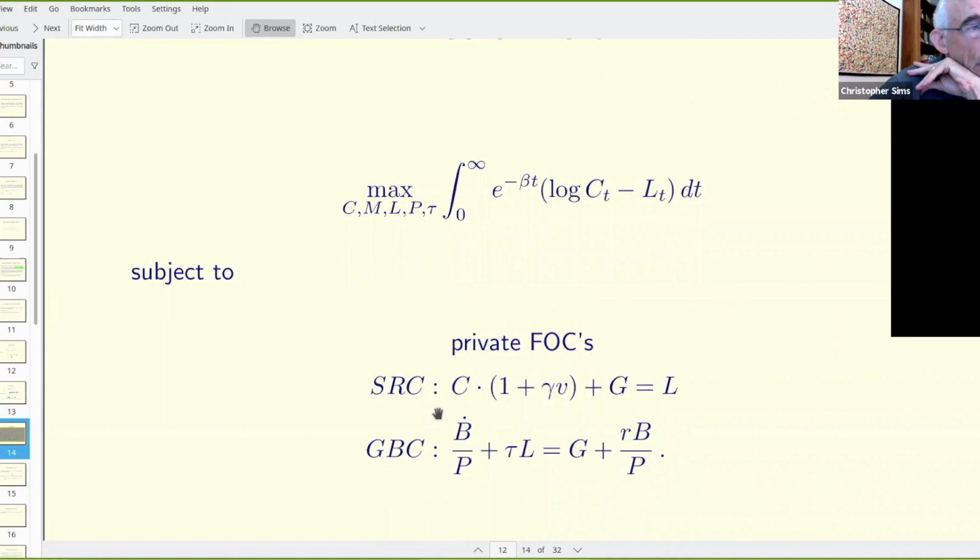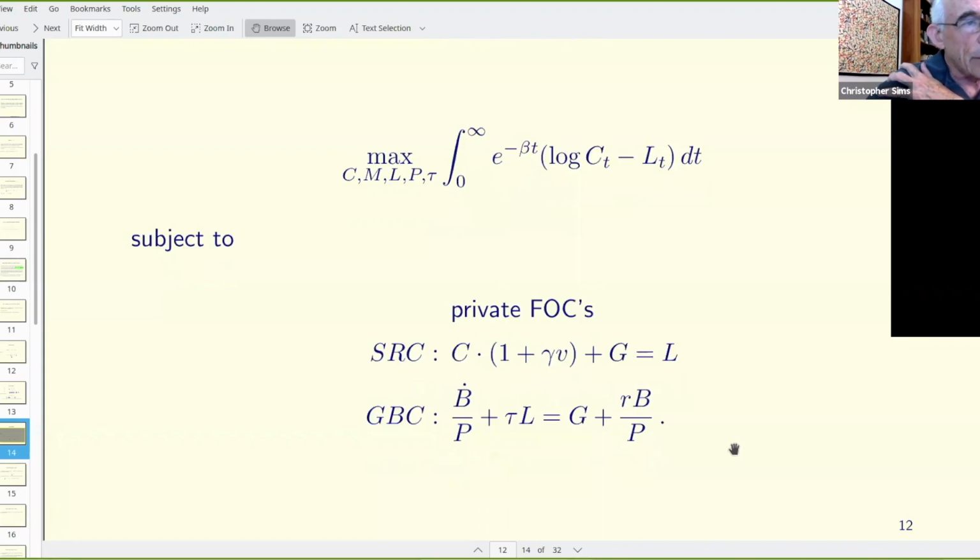The government constraints include the social resource constraint, which you can get by subtracting the government budget constraint from the private resource constraint. That says that L, labor input, has to be big enough to cover both G, which is real government expenditures, and we're going to treat as fixed and constant, and expenditures on consumption, the actual consumption good, plus the part that has to be wasted on transactions. And the government budget constraint is that current expenditures plus current payment on the government debt must match the revenue from the tax on labor and revenue from issuance of new government debt.